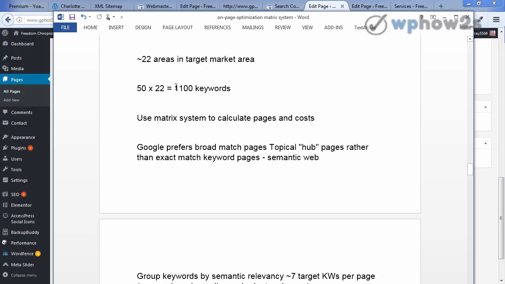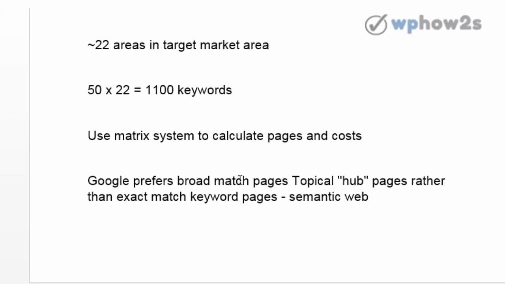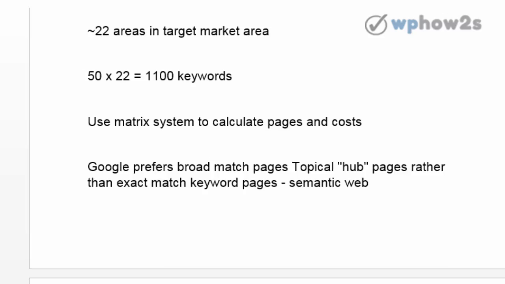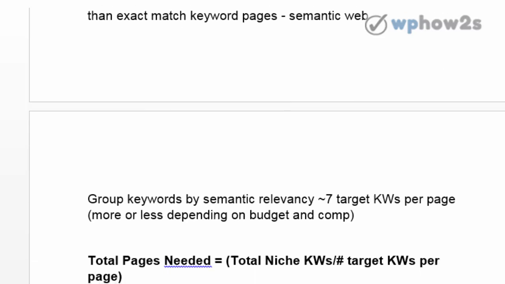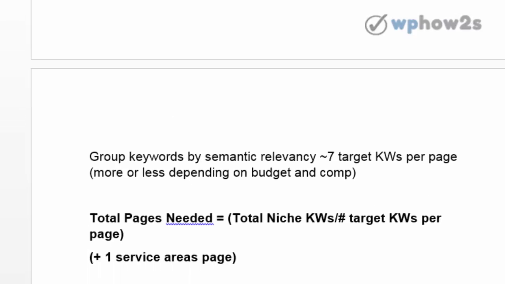And that would be very cost prohibitive, to do 1,100 different pages on different keywords. And besides, that's not the way Google likes to see things anymore anyway. Google prefers broad match keyword pages, topical hub pages rather than exact match keyword pages. It's all about the semantic web nowadays, guys. So here's the matrix formula to kind of give you an idea what pages you would need and perhaps the costs that would be involved in getting all this written out for you.